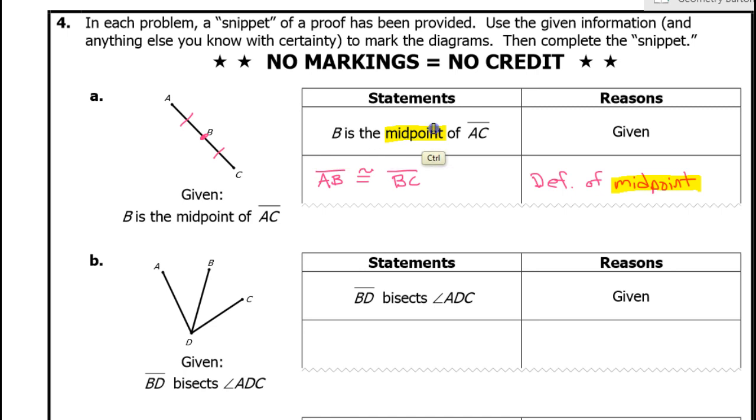If the previous statement had said, something else, segment BF is the bisector of segment AC. If it said bisector, then it would be definition of segment bisector.